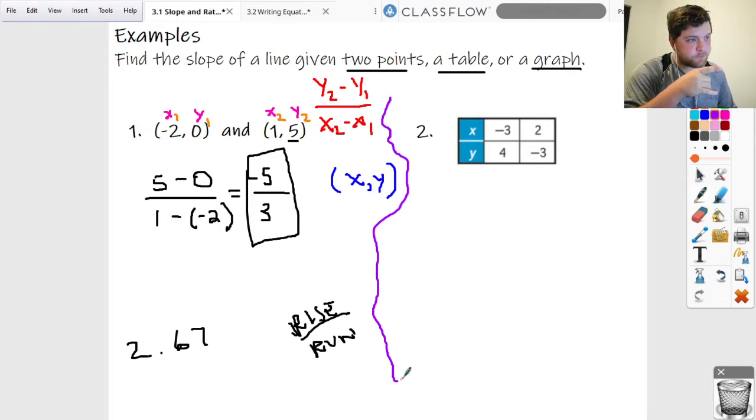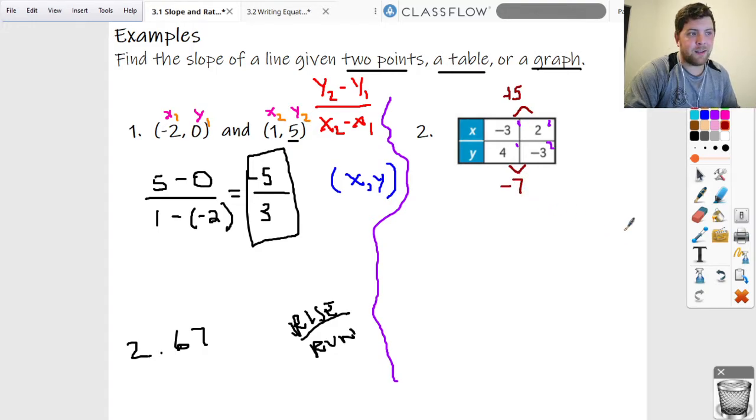We could use the slope formula as well, right? If we've got x1 and x2 and y1 and y2. Or on a table, it's a little bit simpler, right? If I look at my change from negative 3 to 2, I got to think, okay, how much did that increase or decrease? From negative 3 to 2, that went up 5, so plus 5. Okay, then I got to do the same thing for my y value. Okay, from 4 to negative 3, that went down 7.